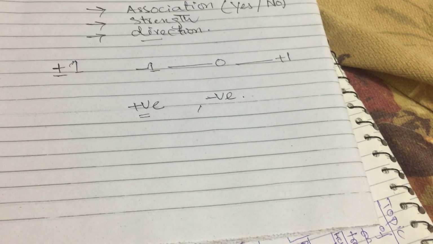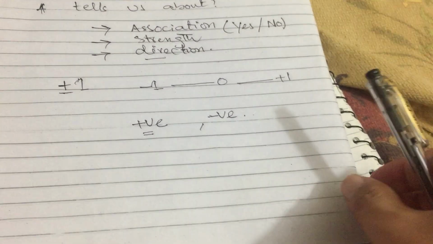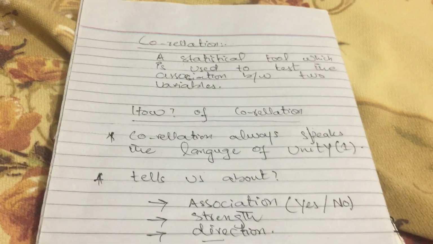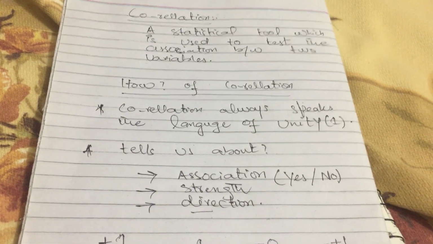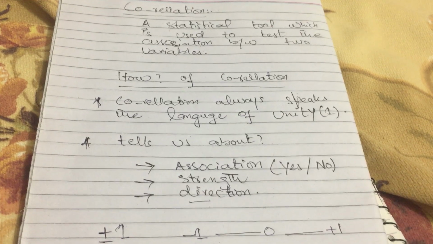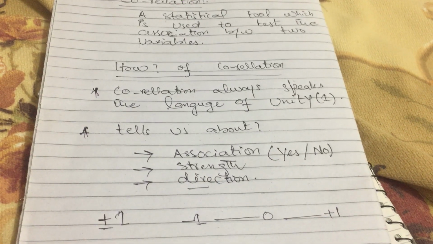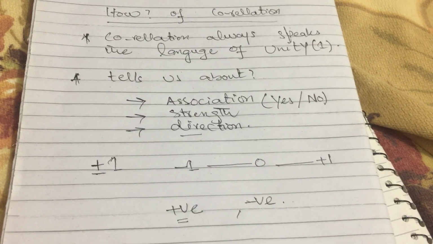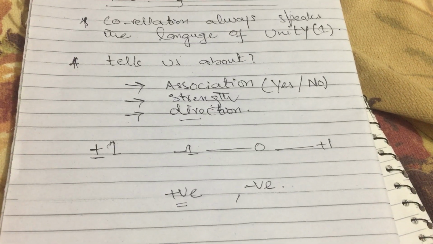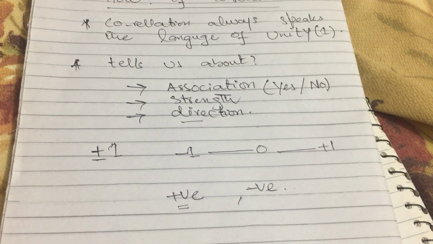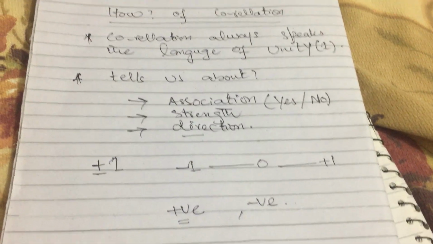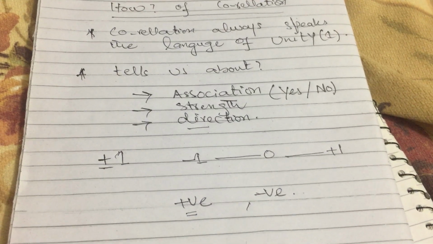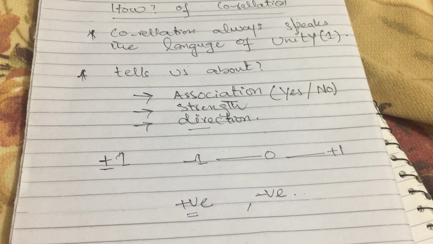So this is a brief discussion about what is correlation. So the correlation is a statistical tool which is used to test the association or relationship between two variables. Correlation always speaks the language of the unity, and it tells us about three things, that is association, strength and direction between the two variables. As well as, correlation is a type of the descriptive statistical tool.